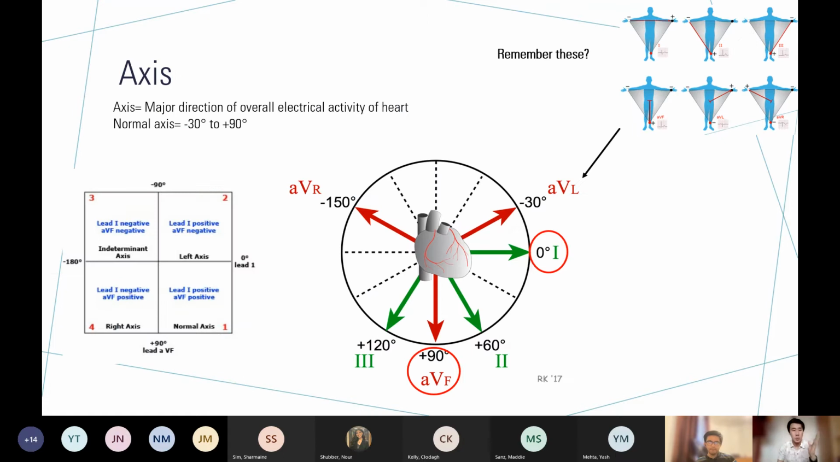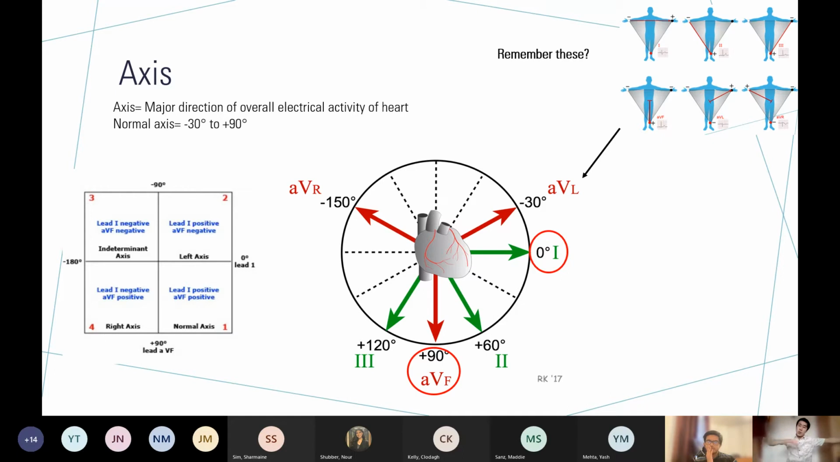Okay, axis is the one we want to spend some time on. So what axis really means is if you can summarize the direction of depolarization in the heart in one direction, what would it be? Okay, worth then knowing a normal axis is -30 to 90. What do the numbers mean? Well, it's weird. It's done it in a weird way.